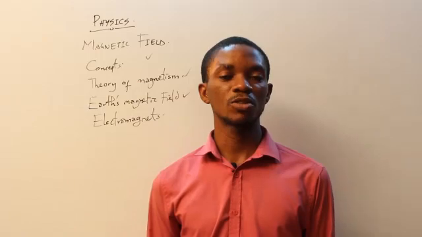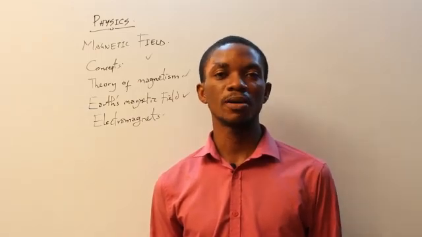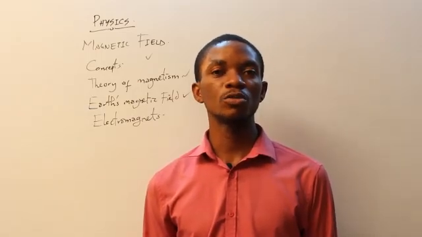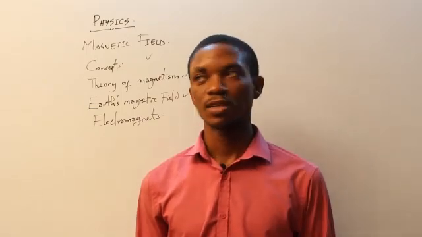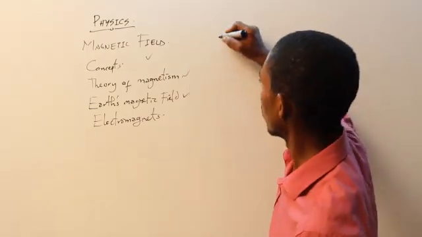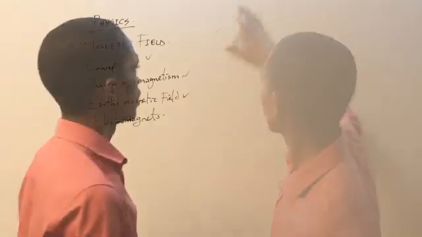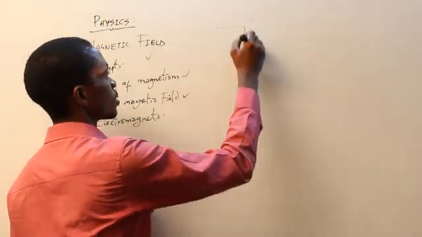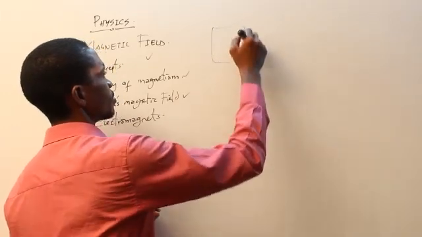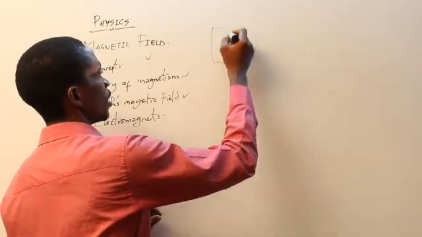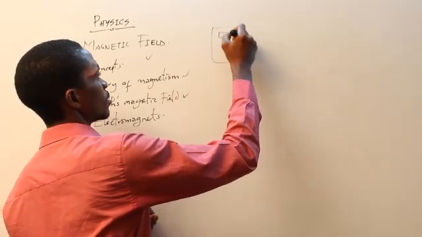A very good example of such an appliance is our electric bell. Our electric bell works with the principle of electromagnetism. In the circuit it has something like this, and then metal bars.